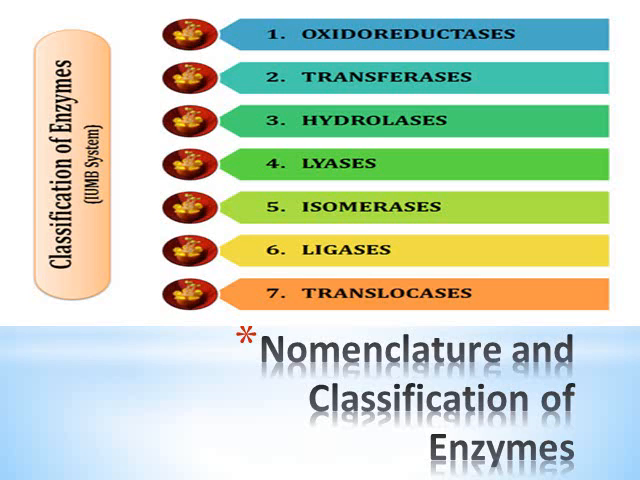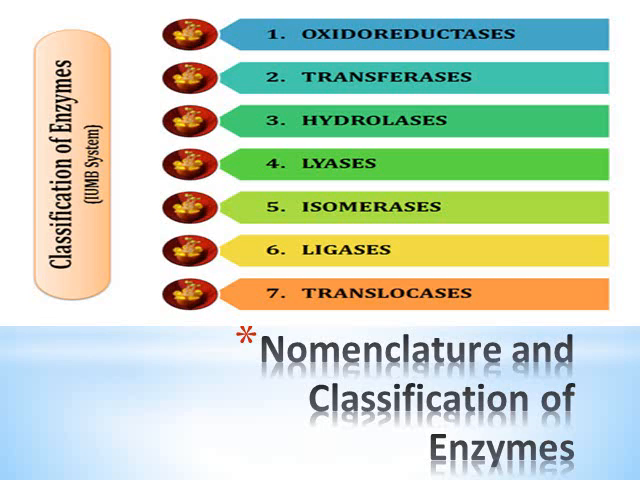Classification of enzymes includes oxidoreductases. These are the enzymes catalyzing oxidation and reduction reactions by the transfer of hydrogen or oxygen. Example, alcohol dehydrogenase. Alcohol plus NAD, that is nicotinamide adenine dinucleotide, in the presence of alcohol dehydrogenase forms aldehyde and NADH2, that is, nicotinamide adenine dinucleotide is reduced to form NADH2.